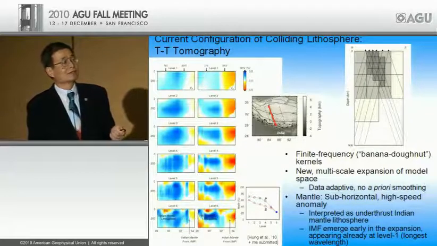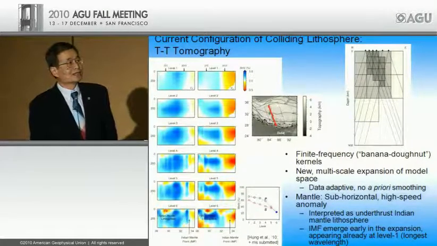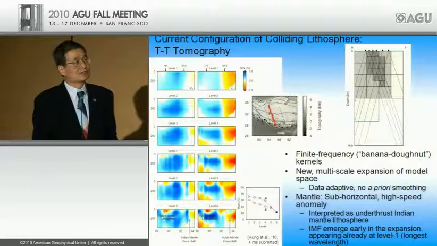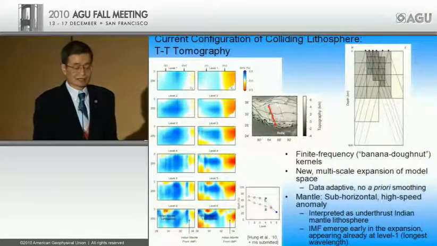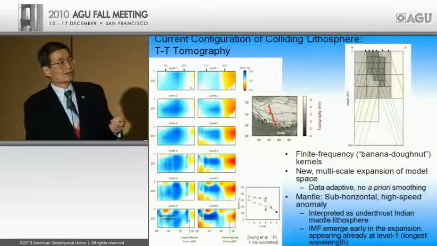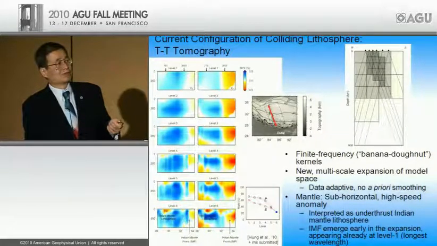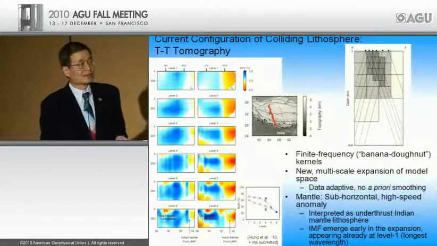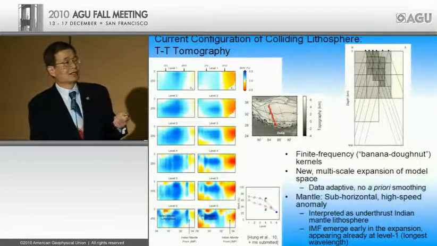And for this purpose, actually, we had a large-scale deployment supported by the Continental Dynamics program. It's called HiCLIMB, deployed over 200 broadband stations, both a linear array and a regional array shown over here. The result shown here is the so-called finite frequency multi-scale tomography. Hongyi Sui really did most of this work here. She's the founding mother of this banana-doughnut kernel, and recently she has developed a new method. It's a data adaptive scheme of inverting the data.